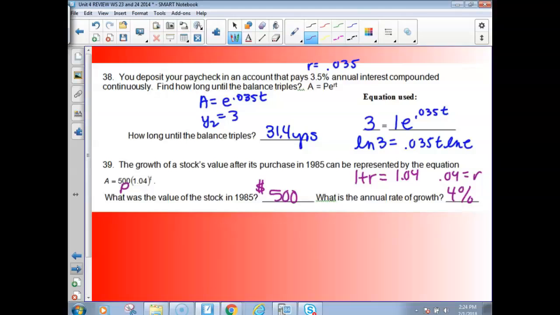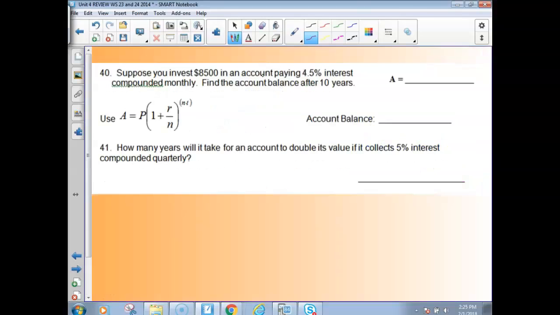I still need this. All right, 40. You invest 8,500. I know that's going into my equation. You pay 4.5%, which would be 0.045 for your r. There's your equation, and it's compounded monthly, which is an n of 12. Okay, so the equation, 1 plus 0.045 divided by 12 to the 12t.